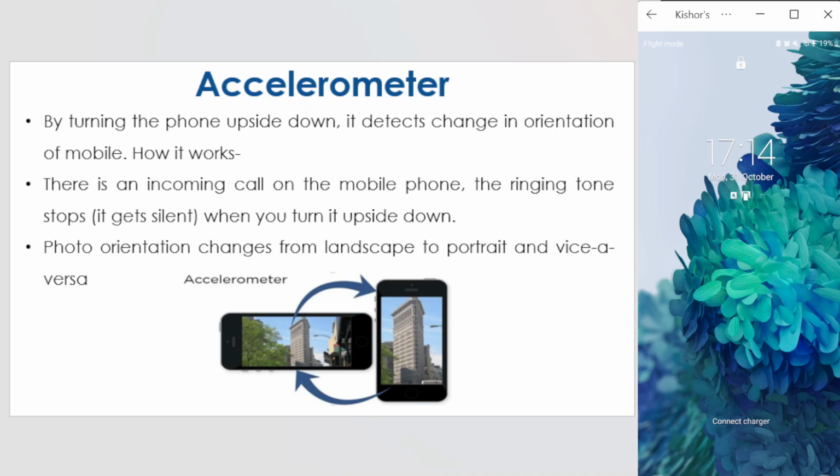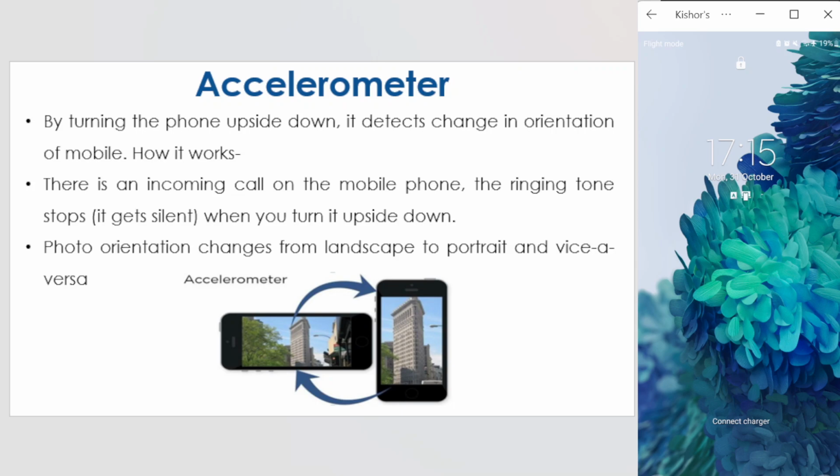And how it works: if there is an incoming call and it is on ringing mode, and you are in a meeting, or in some conversation where you don't want to have that ring, what you simply do is flip your phone upside down. It will automatically put the phone on silent mode. It will automatically switch off the ring.